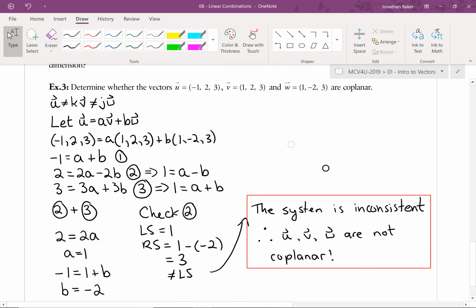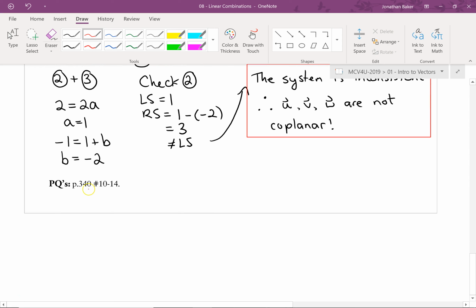Now, incidentally, it doesn't matter which vectors you chose for your initial vector equation, because if you can do it for one, you can do it for them all. There's always going to be a way to write any one as a linear combination of the other two, if one of them exists. So basically, we have finished this example.